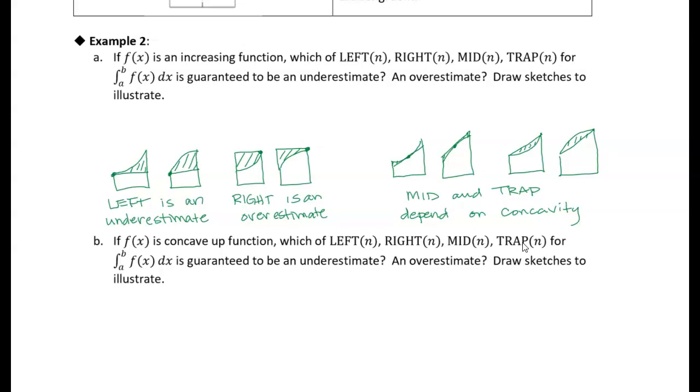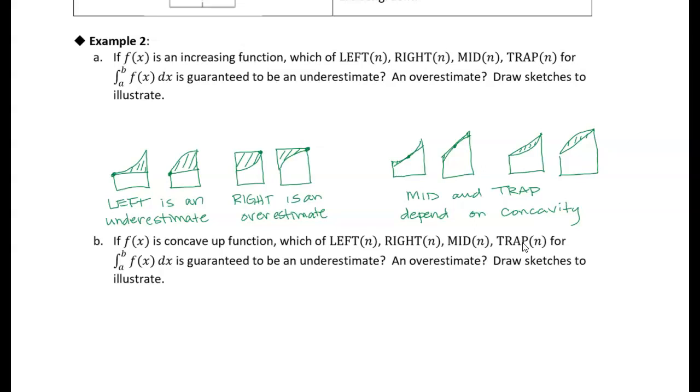Now, for the midpoint rule and the trapezoid rule, it's a little different. We can't really determine whether it's an over or underestimate just based on whether the function is increasing. So I drew the function two different ways in all of these cases. One, it's increasing and concave up, and in the other one, it's increasing and concave down. And you can see that for the mid and trap, sometimes we get an underestimate, right?